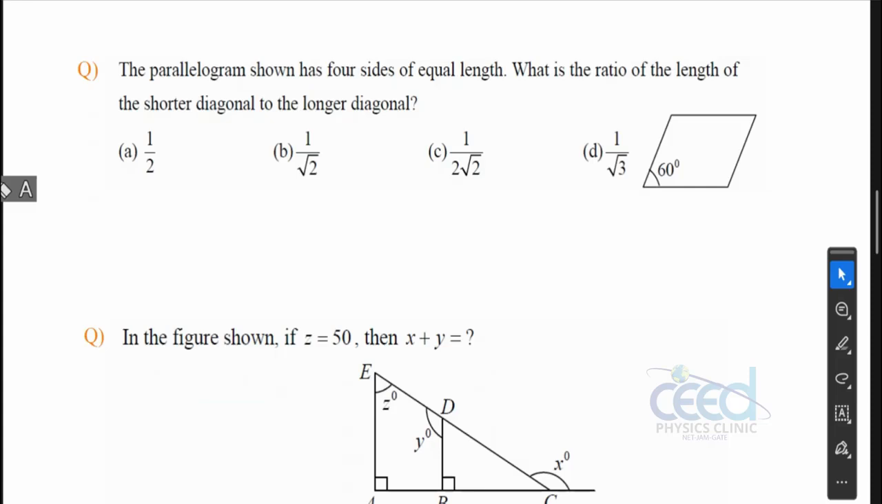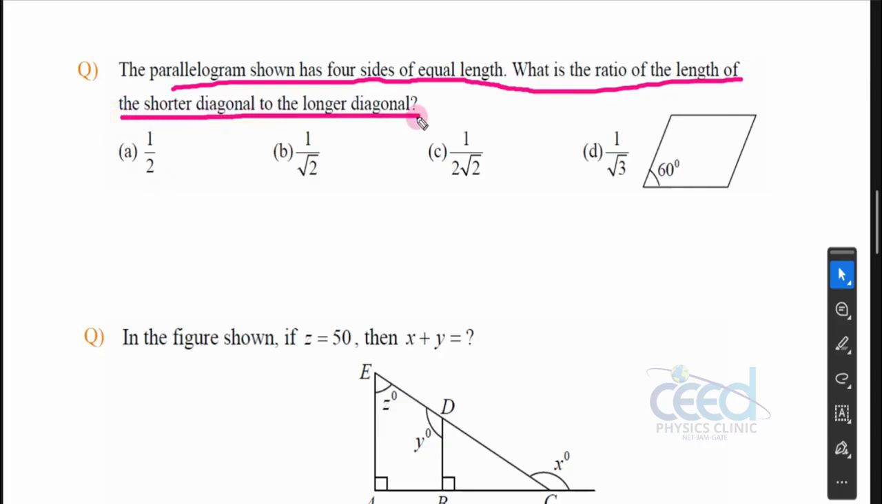So here the question is, a parallelogram shown has 4 sides of equal length. What is the ratio of the length of the shorter diagonal to the longer diagonal? All right, so here we can do it like this. See, you draw this diagonal. Then here, what is the angle?